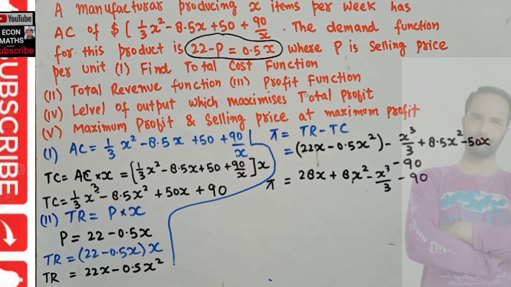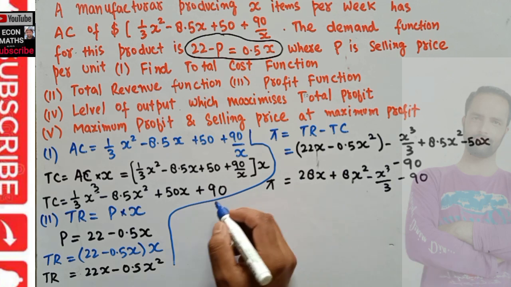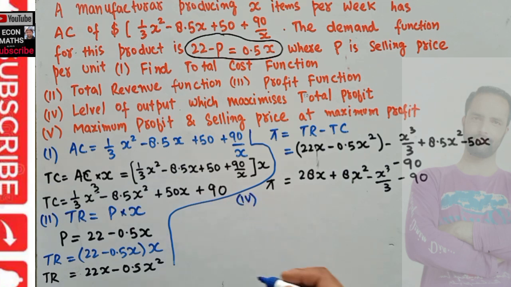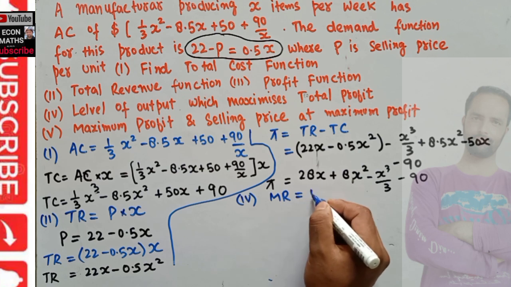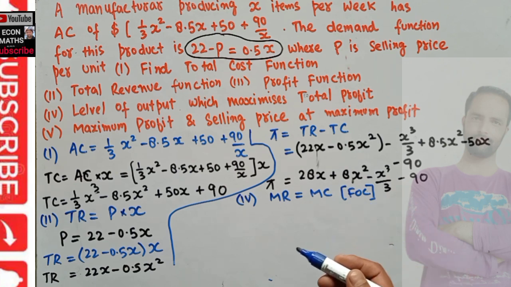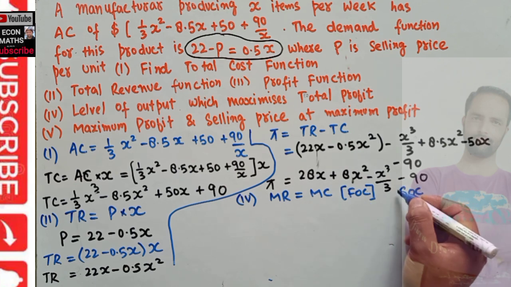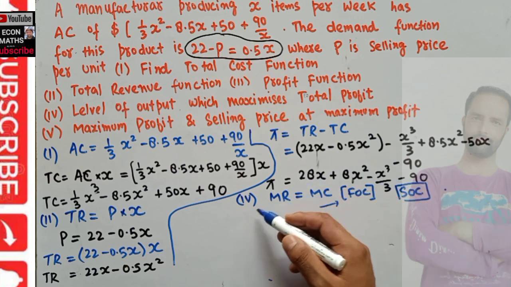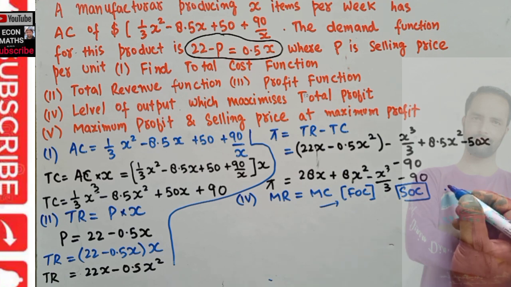The next part is to find out the level of output which maximizes total profit. So the fourth part is, yes, it is the fourth part. Now profit maximization requires that our marginal revenue should be equal to marginal cost. This is what we call the first order condition. And the second order condition requires that the slope of the marginal cost function at the critical points, which we will get from this MR equals MC condition, should be rising.